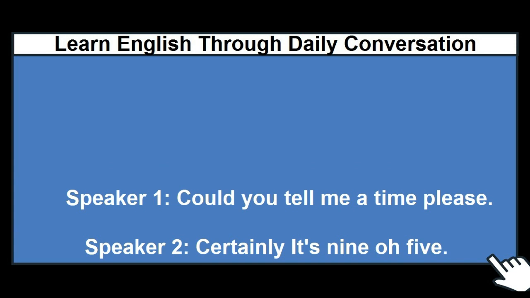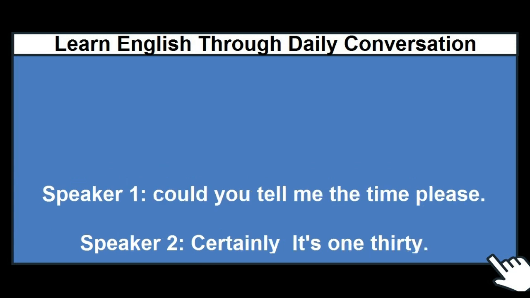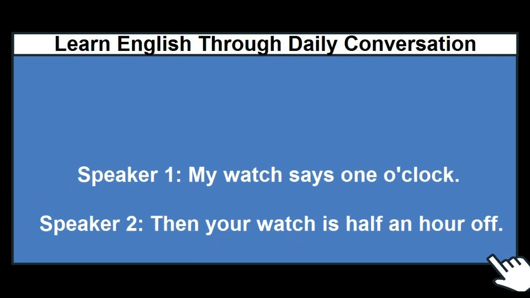Speaker 1: Could you tell me the time, please? Speaker 2: Certainly. It's 9:05. Speaker 1: My watch says 9:05. Speaker 2: Then your watch is right on time. Speaker 1: Could you tell me the time, please? Speaker 2: Certainly. It's 1:30. Speaker 1: My watch says 1 o'clock. Speaker 2: Then your watch is half an hour off.